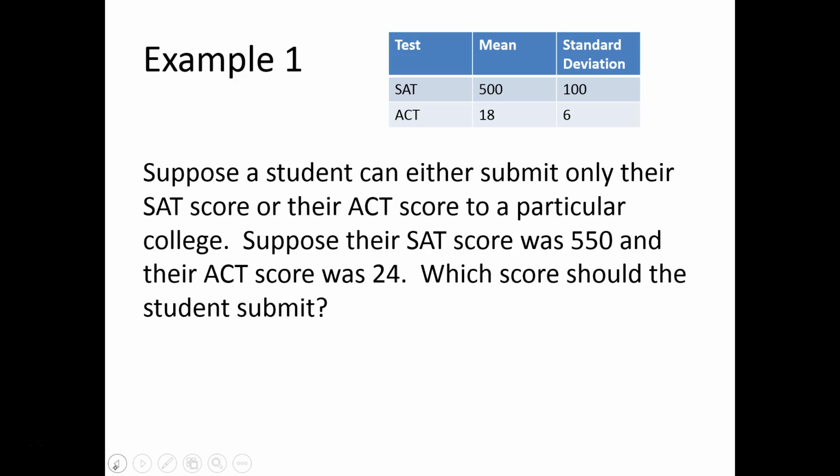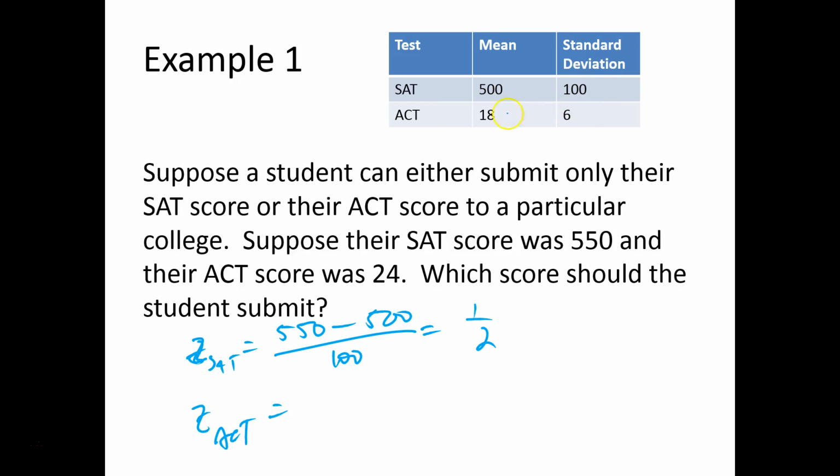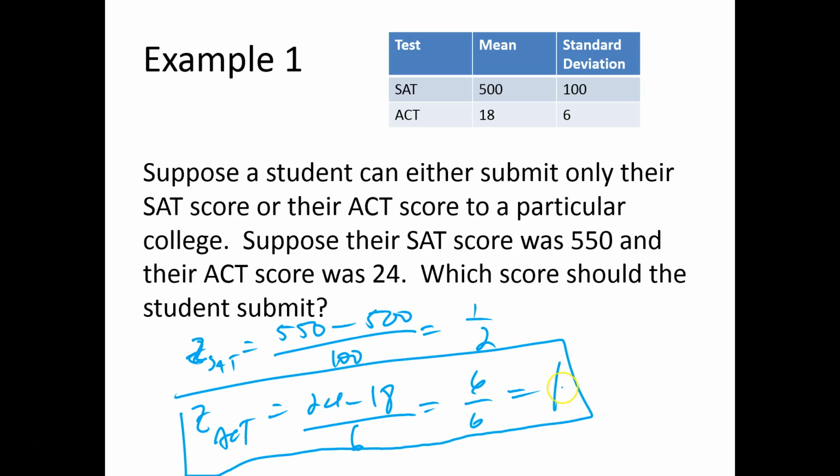So here they say SAT or ACT. Their SAT is 550, so I'm going to do the z-score for SAT. Put a little z SAT. That's going to be our value, 550, minus our average, 500, divided by the standard deviation, which is 100. That's 50 over 100, which is 1/2. The z-score for the ACT is going to be, let's see, they had a 24, minus the average, which is 18, divided by the standard deviation, which is 6. That gives me 6 over 6, which is 1. So it looks like the ACT score would be the better one to submit because it has a higher z-score than 1/2. That's all there is to it.